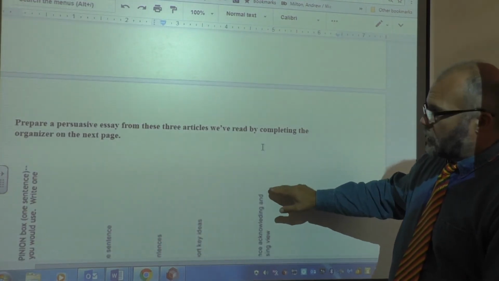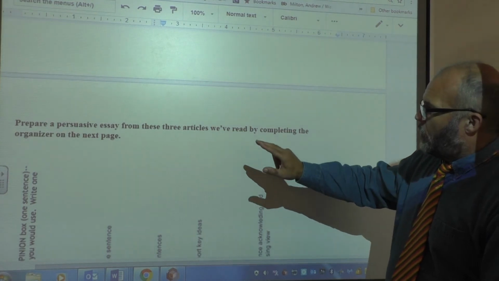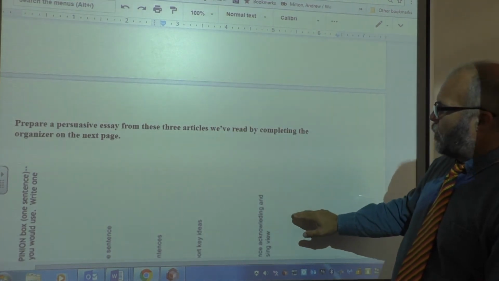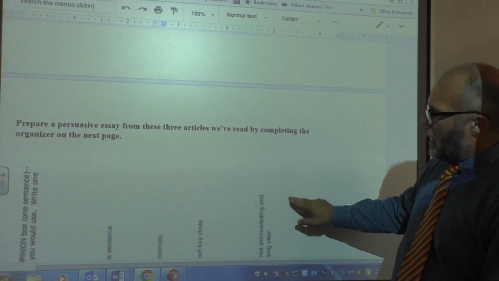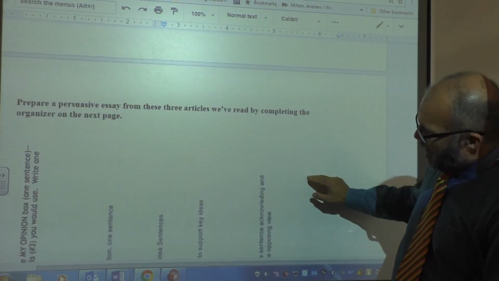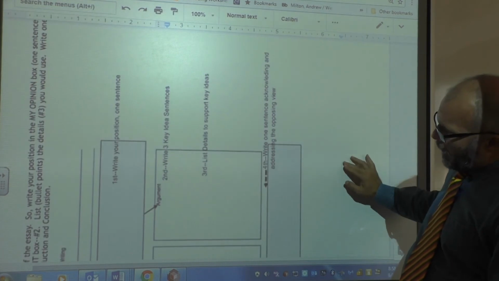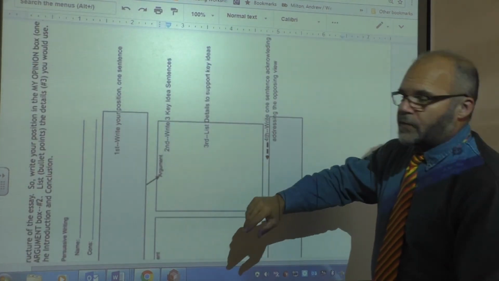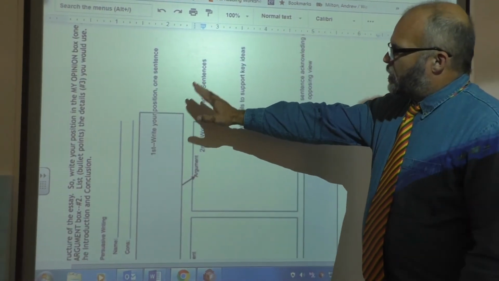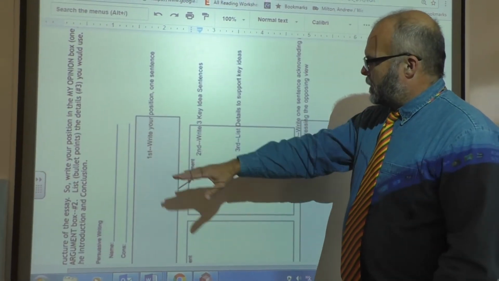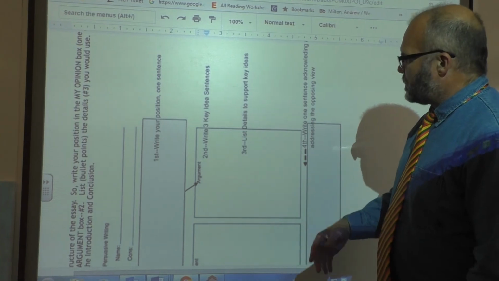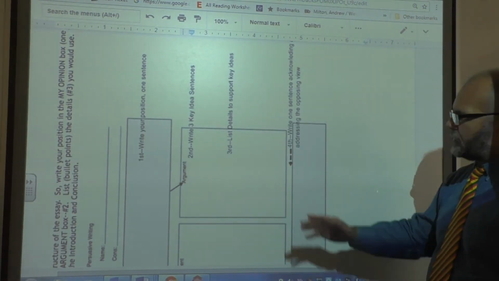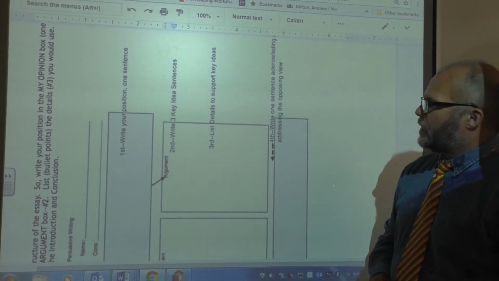We're going to move on to persuasive. So prepare a persuasive essay with the 3 articles: screen time, handwriting, and storytelling. And I have an organizer, which, sorry, it's turned the wrong way. Your position is here. That's the first thing to write. And then the second thing is the key ideas you want to use to support that. Bullet points are fine. Bullet point details to support each of the key ideas.